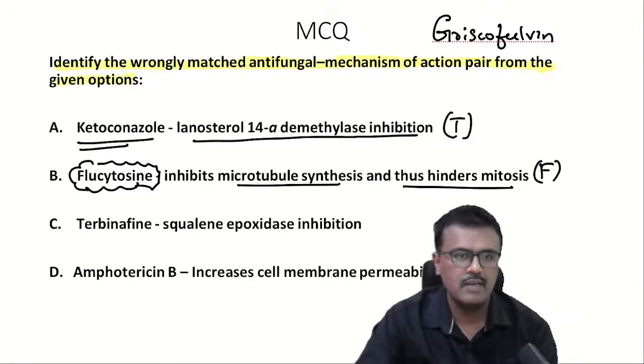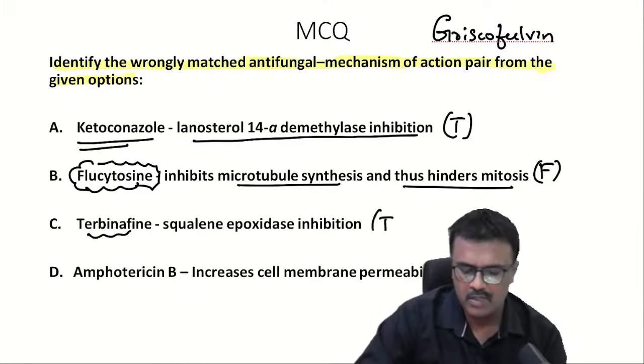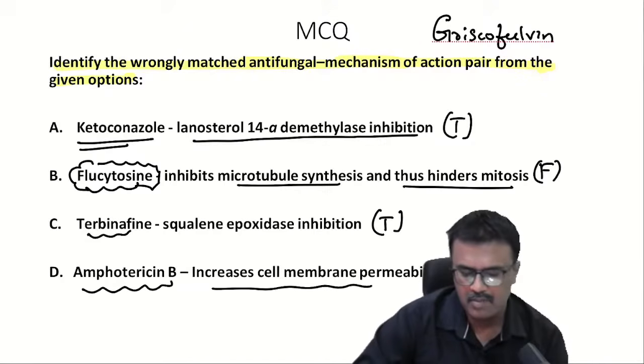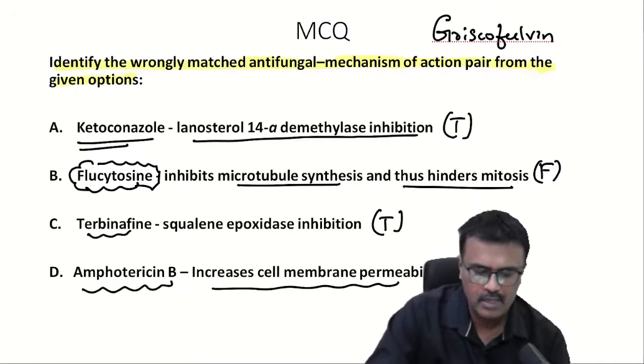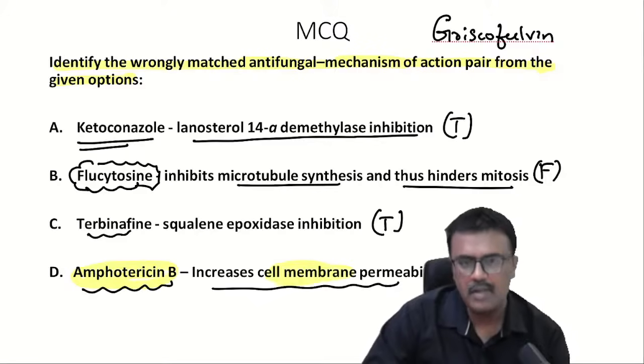Flucytosine is going to inhibit DNA synthesis. Terbinafine inhibits squalene epoxidase. True. Amphotericin B increases cell membrane permeability. That is also true. Recently they asked a question, what is the site of action of amphotericin B? Cell membrane is the site of action.